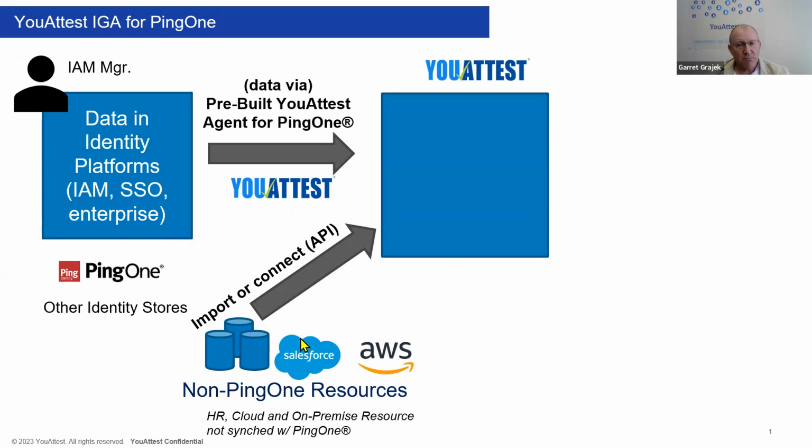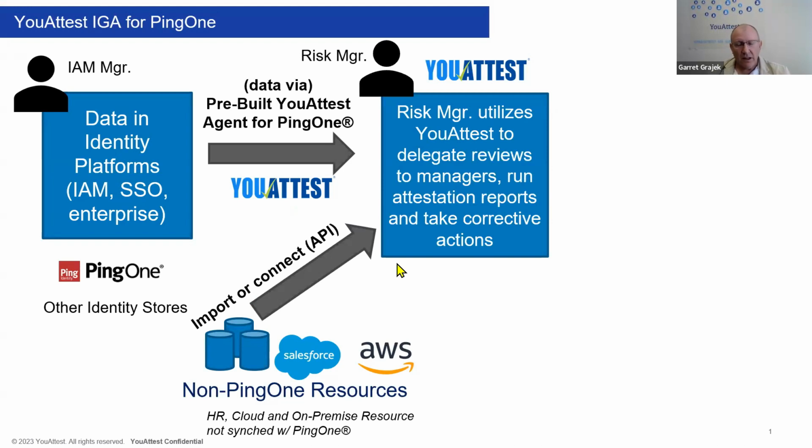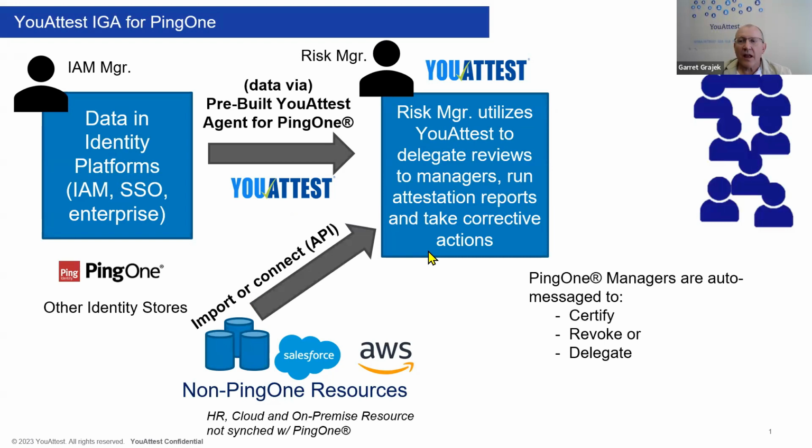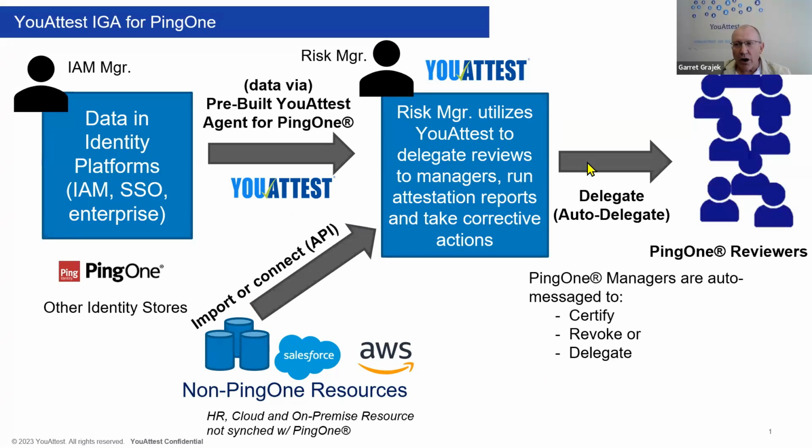Okay, so the risk manager now has all the different entitlements from the PingOne and from the other resources. We have customers doing as many as 38 different resources being reviewed by one IAM, okay? And then the product is game on. We auto-delegate out the proper user access review to the proper manager, saying these are the roles that your employees or your reports have entitlements to. Do you certify? Or they can revoke, or they can re-delegate out.